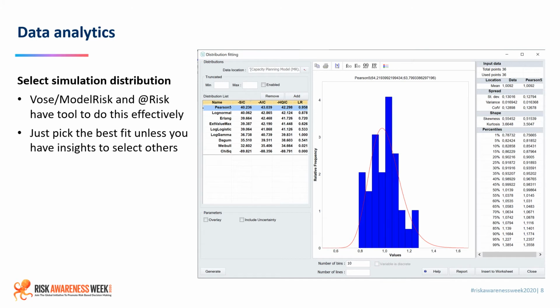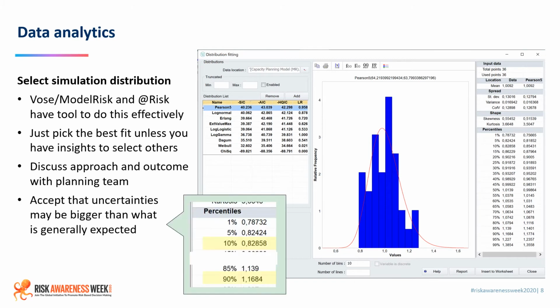In this case, it appears that the best distribution is a Pearson 5, whatever that may be. It doesn't mean a whole lot to me, but there's also a log normal, or you can change it to anything else. You pick out, why not just pick the best one? And then you discuss the outcome with the planning team. It's very important to get their buy-in, not necessarily to the use of distribution, which is not very important, but it's about the uncertainties that you find. At least I have found that there were some surprises.